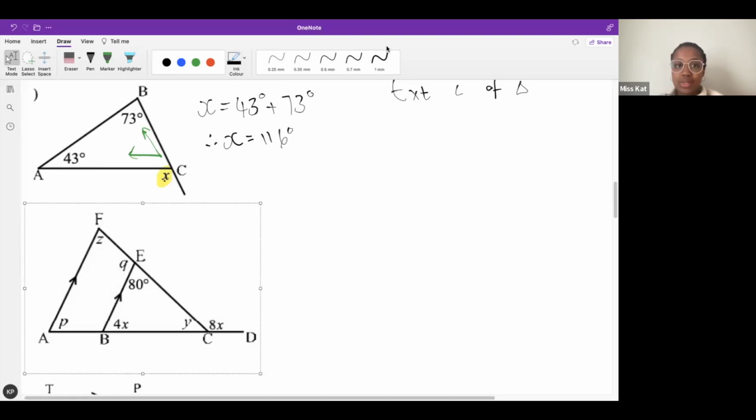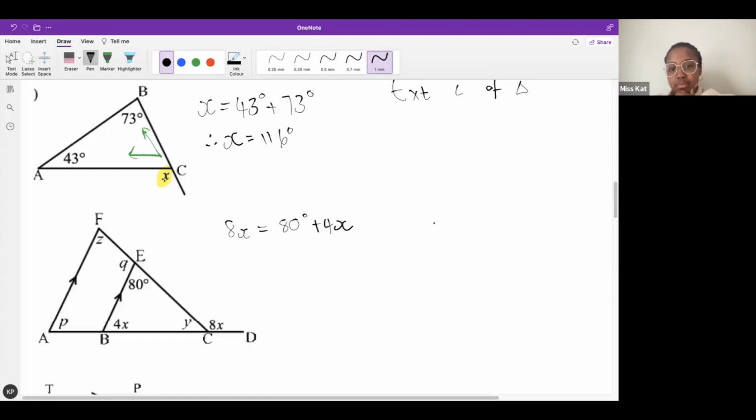Who's gonna help me with this one, guys? Okay, Michaela's there. There we go. Yes, ma'am. I think 8x equals 80 plus 4x. Beautiful. And my reason? Exterior angles is the sum of the interior angles of a triangle. Okay, you can just say exterior angle of triangle.